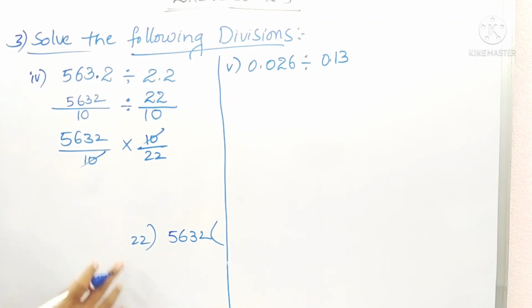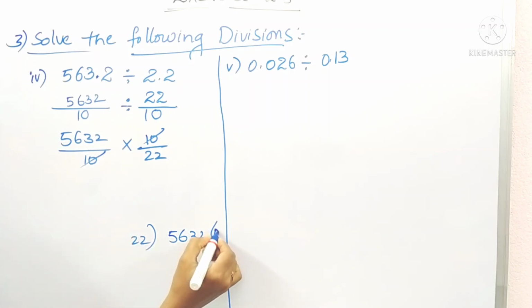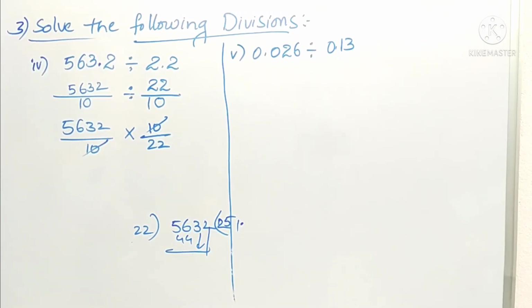So read the 2 table. 2 2s are 4, right? So 22 2s are 44, and after subtracting we get 6 minus 4 is 2, 5 minus 4 is 1, and 3 comes down, right? So 2 6s are 12, right? So 22 5s, if you check, it will be 110. So after subtracting we get, and this 2 comes down, it is 232.